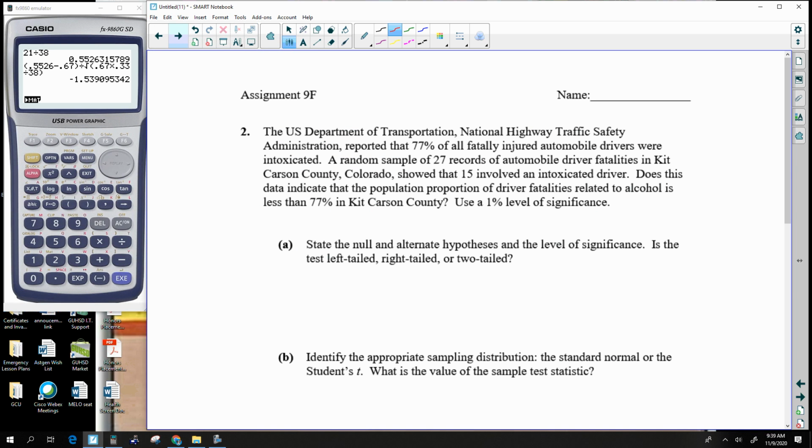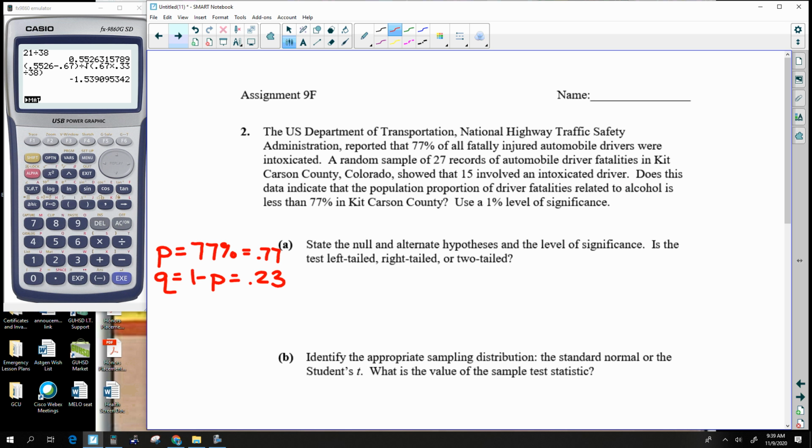Okay, another probability problem. The U.S. Department of Transportation, National Highway Traffic Safety Administration reported that 77% of all fatally injured automobile drivers were intoxicated. So the probability, of fatally injured drivers, 77% is due to intoxication, so that's 0.77. That would make Q, which is 1 minus P, 0.23.